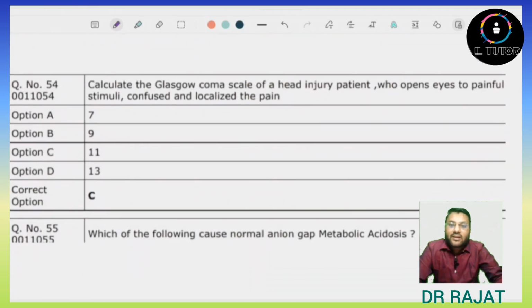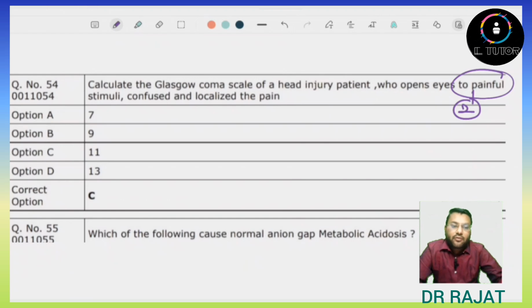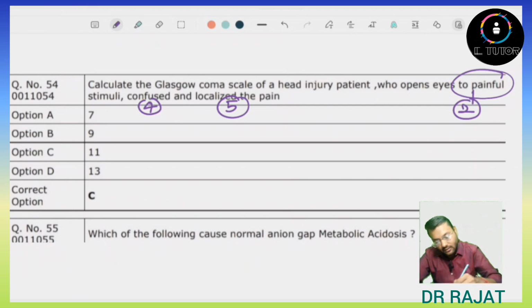Calculate the Glasgow coma scale of the head injury patient who opens eye to the painful stimulus. So for opening the eye to the painful stimulus, we will give 2 points, and he is confused. So for confusion, we give 4 points, and for localization of pain, we will give 5 points. So in total, 5 plus 4, 9, and 9 plus 2, 11. So total answer will be 11.